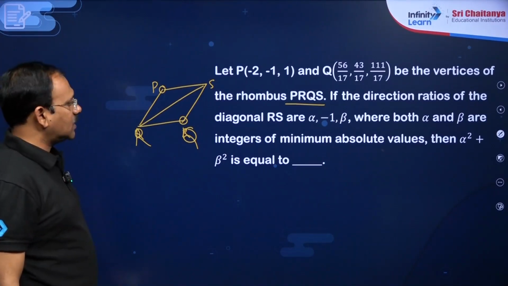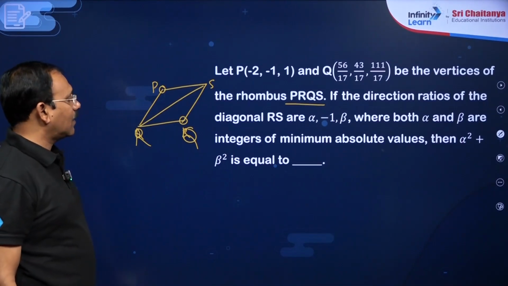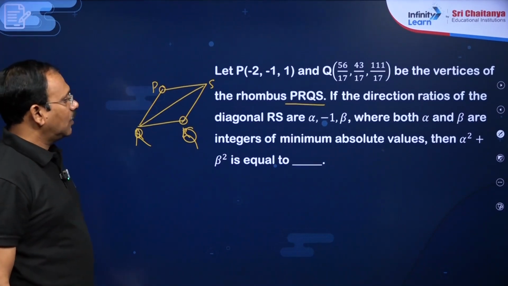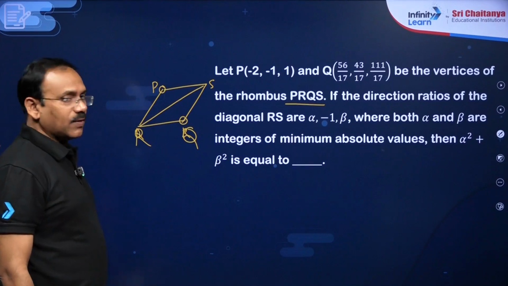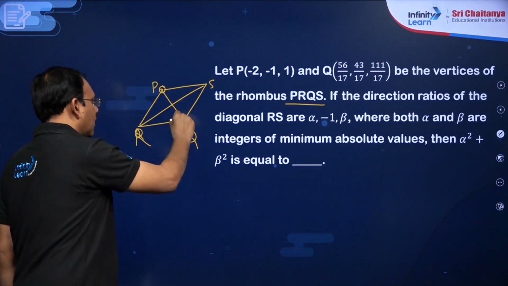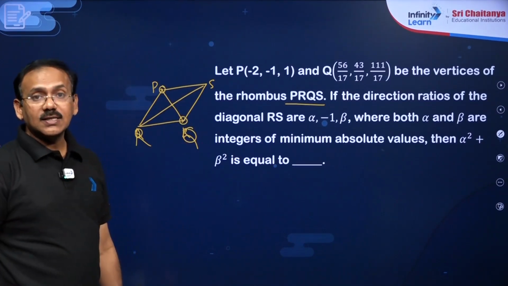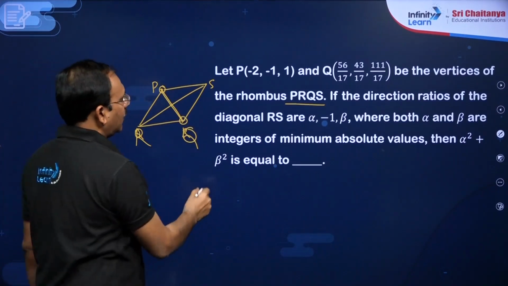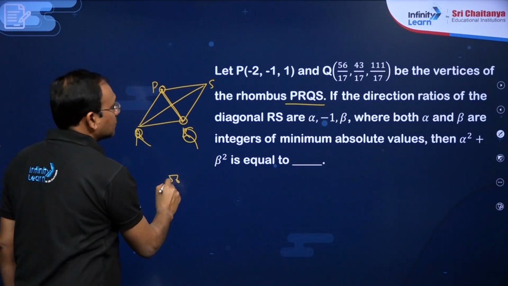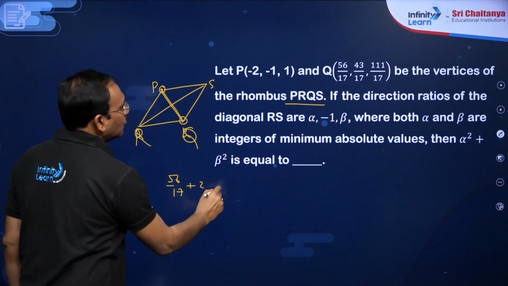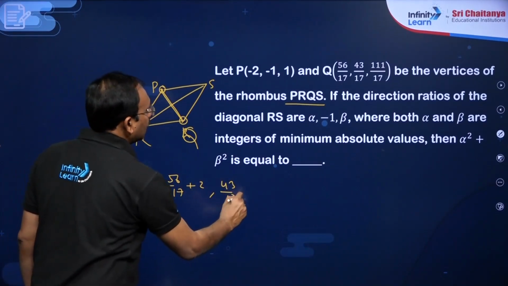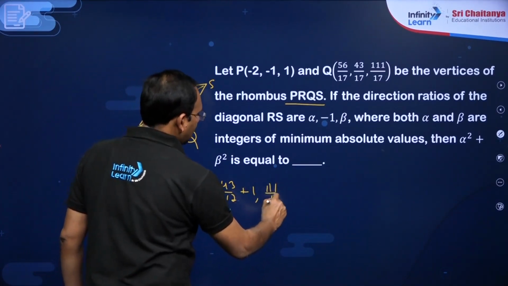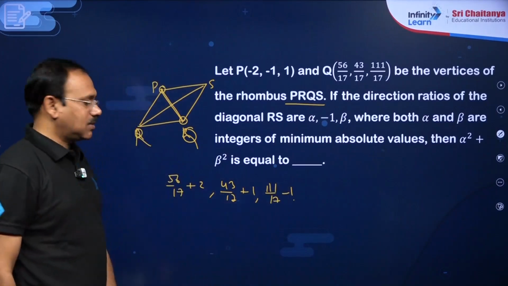The DRs of RS are alpha minus 1, beta. Both alpha and beta are integers of minimum absolute values. Then find alpha square plus beta square. You can find the DRs of PQ. In a rhombus, diagonals perpendicularly bisect each other. That means for the PQ DRs you just find 56 by 17 plus 2, comma 43 by 17 plus 1, comma 111 by 17 minus 1. These are the DRs, dear students.